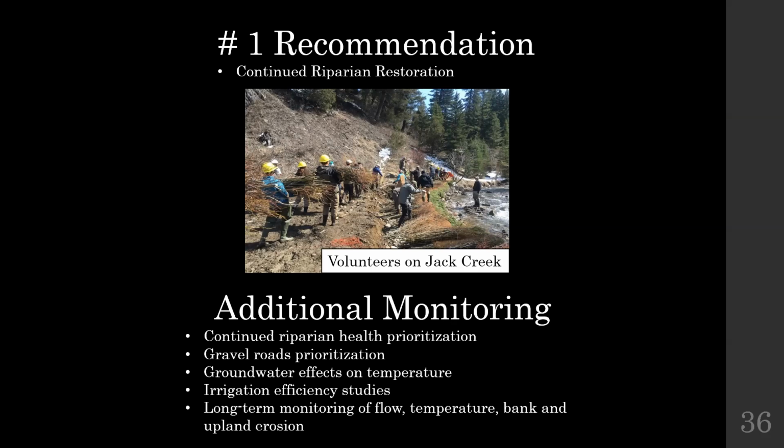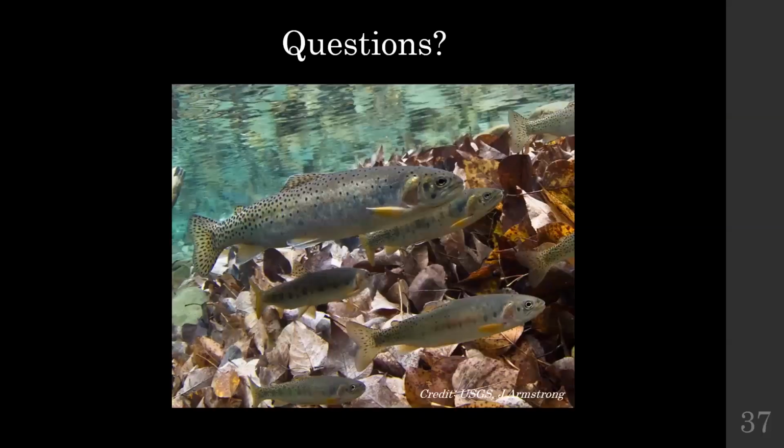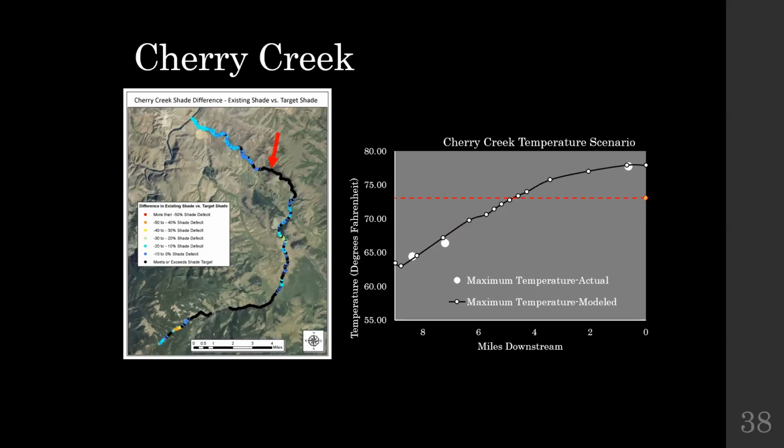There does appear to be some effect of groundwater on the temperatures in these streams, and so that could involve further study, understanding irrigation efficiency and how that could increase flows, because many of these streams do go dry, at least some of them during the summer. And then long-term monitoring, especially with climate change and as this watershed continues to develop, will also be critical. And I guess that's all I have. Open up to questions.